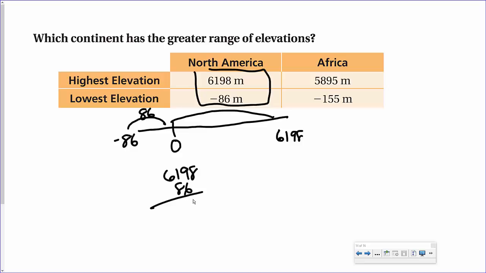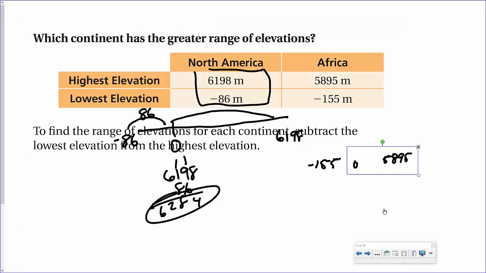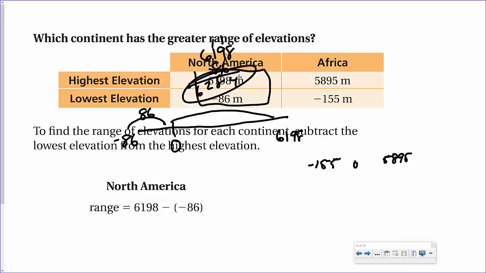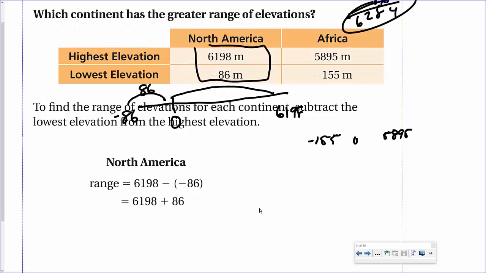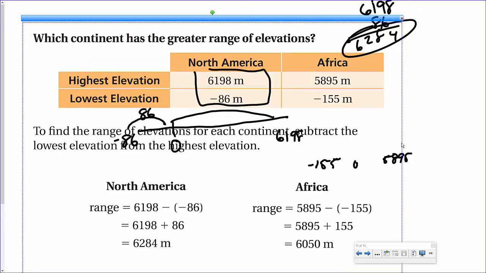So I'm going to have 6,284. And this one will do the exact same thing, where I'll take -155 to 0 to 5895. Figure that out. That's where I got that 6284. Do this one over here, do the exact same thing. And I'm going to have 6,050 whenever I would actually figure this out. I didn't do it yet.